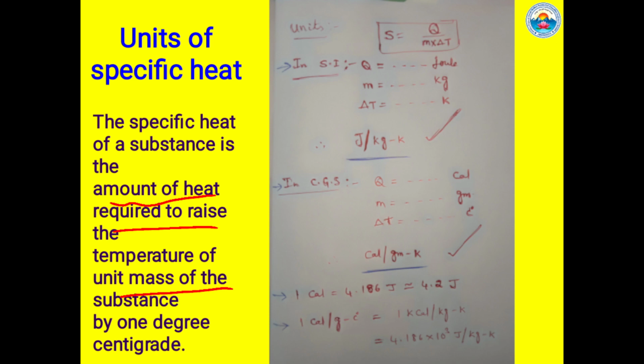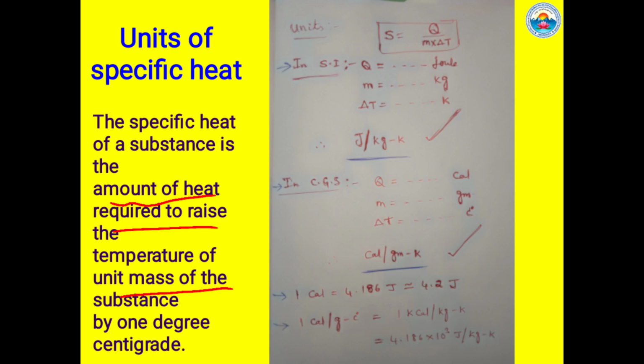Okay, from this equation we can write units also. In physics, units are more important. In SI units, according to the above equation, Q is amount of heat energy. In the SI system, Q is joule. Mass of the substance is kilogram. Temperature is Kelvin. Three units are there: joule, kg, Kelvin. So from the above equation, S is equal to Q replaced by joule upon M replaced by kg and delta T replaced by Kelvin. So the total SI unit is joule per kg Kelvin.